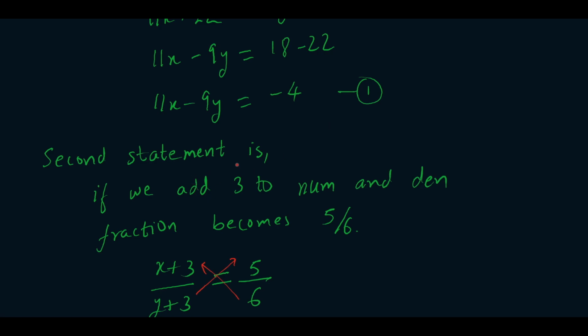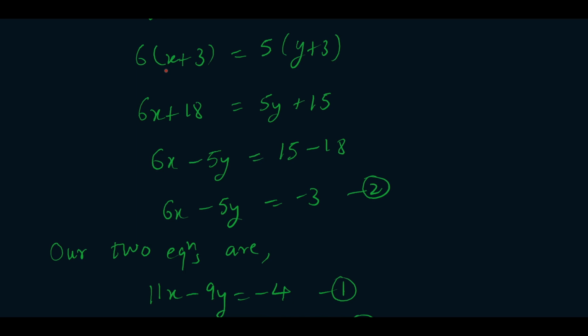Now our second statement says that if we add 3 to numerator and denominator, the fraction becomes 5 by 6. So our fraction was x by y. Now you add 3 to numerator and denominator, so it becomes x plus 3 by y plus 3. So this is equal to 5 by 6. So x plus 3 by y plus 3 equals 5 by 6.